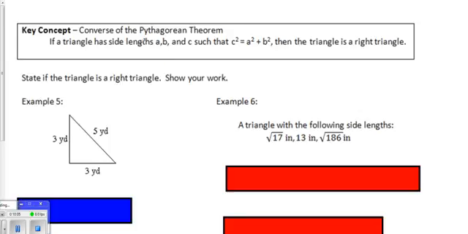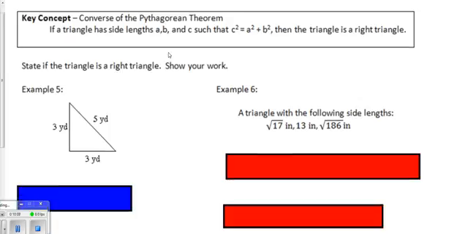Now we're going to go on to looking at the converse of the Pythagorean theorem. We know for sure that if a triangle is a right triangle, then a squared plus b squared equals c squared. Well, it's also true that it goes the other way. If a triangle has side lengths a, b, and c, and we know that c squared equals a squared plus b squared, then it must be a right triangle.